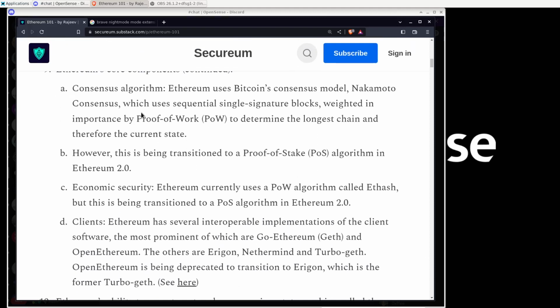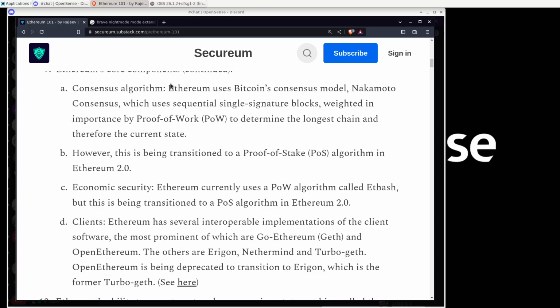Consensus algorithm. Ethereum uses Bitcoin's consensus model, Nakamoto consensus, which uses sequential single signature blocks weighted in importance by proof of work to determine the longest chain, therefore the current state. Okay?